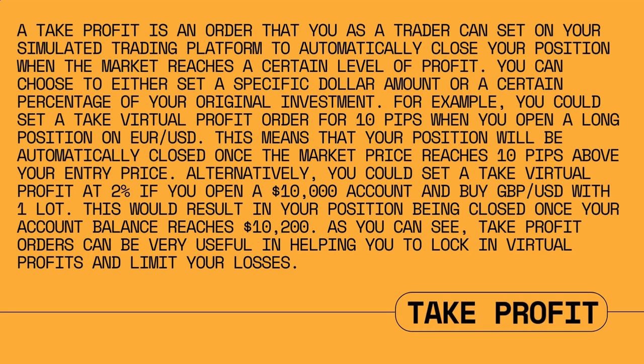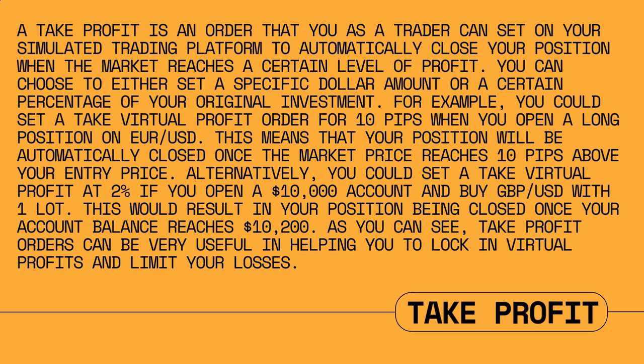Take profit. A take profit is an order that you, as a trader, can set on your simulated trading platform to automatically close your position when the market reaches a certain level of profit. You can choose to either set a specific dollar amount or a certain percentage of your original investment. For example, you could set a take virtual profit order for 10 pips when you open a long position on EUR/USD. This means that your position will be automatically closed once the market price reaches 10 pips above your entry price.